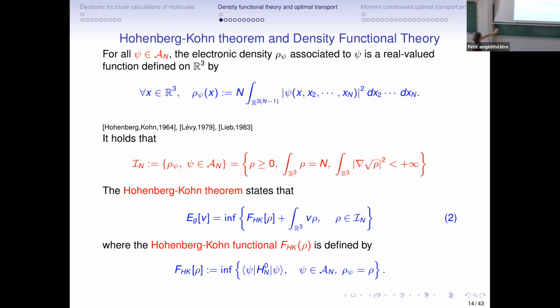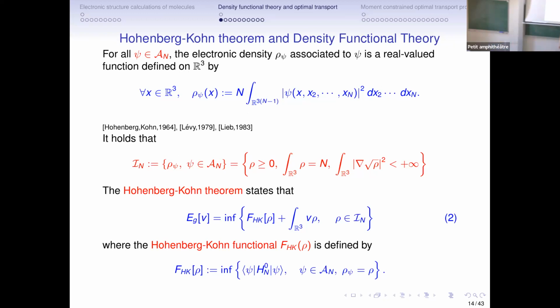So I'm going to detail these two quantities, FHK of rho and the set of admissible electronic densities, later. But first, let me make the following remark. If you consider this minimization problem instead of the many-body Schrödinger electronic problem, of course, from a numerical point of view, it is much easier to handle, since you only have to optimize upon functions defined over R3 instead of R3n. So you've got a hope to circumvent the curse of dimensionality by considering this minimization problem instead of the previous one. Then I've got to make two points.